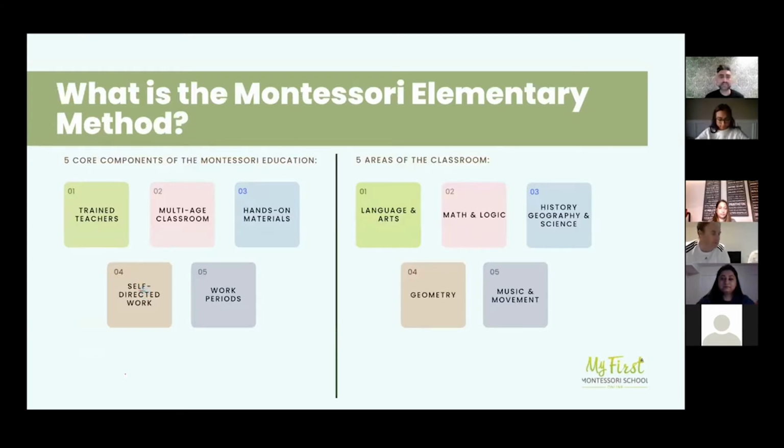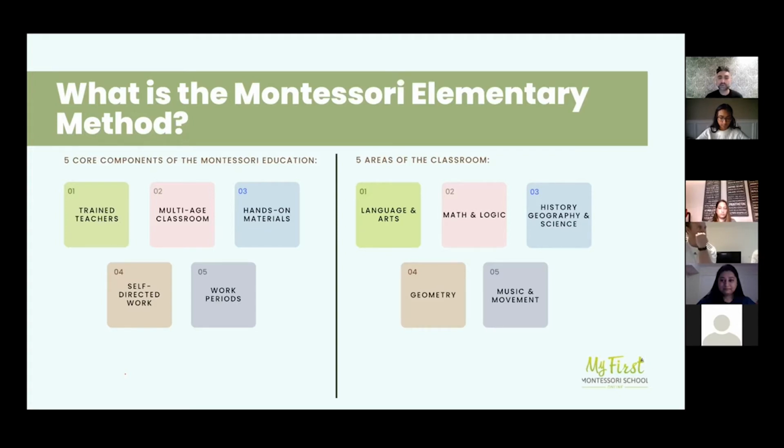So what is the Montessori elementary method? We've broken this out into 2 components. So one is there's 5 core components of the Montessori education. Number 1 is there's trained teachers. So that's Miss Rashmi and Miss Mira and Miss Purvi, and we have a ton of other teachers who are either online or in school. Multi-age classroom, I've spoken to that. Mixed age grouping. So in this case, it would be grades 1 to 3, so ages 6 to 9.